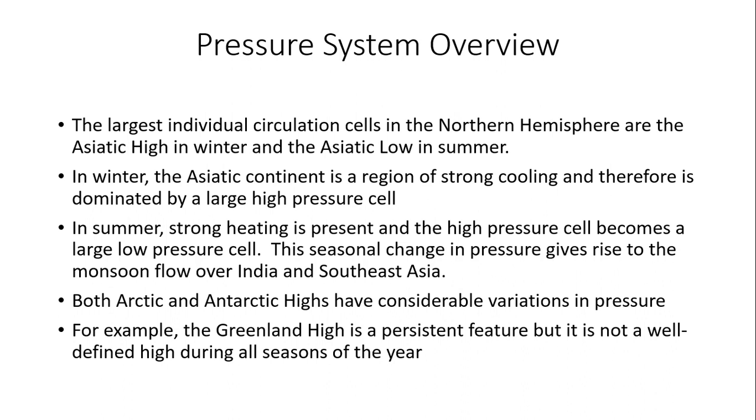This seasonal change in pressure gives rise to the monsoon flow over India and Southeast Asia, and I'll go into that closer to the end of this presentation, the monsoon, and show you the graphics and the causes behind that. Now, both the Arctic and the Antarctic highs have considerable variations in pressure. For example, the Greenland high is a persistent feature, but it is not a well-defined high during all seasons of the year.